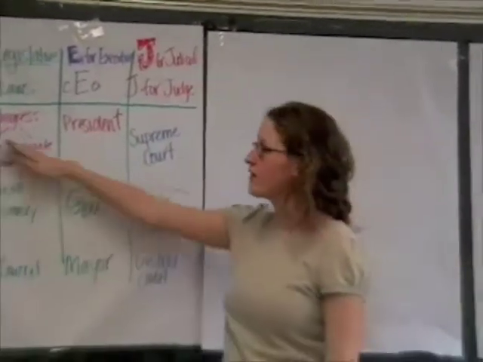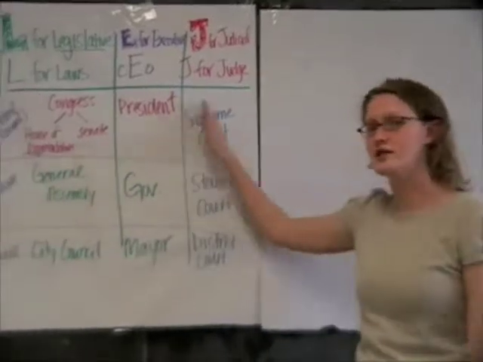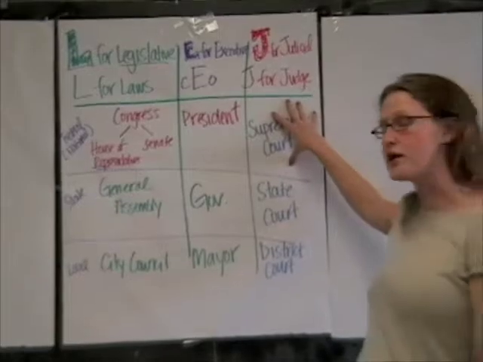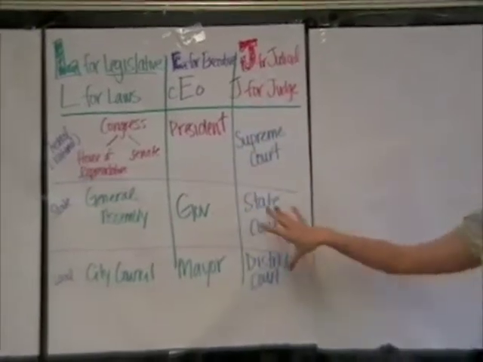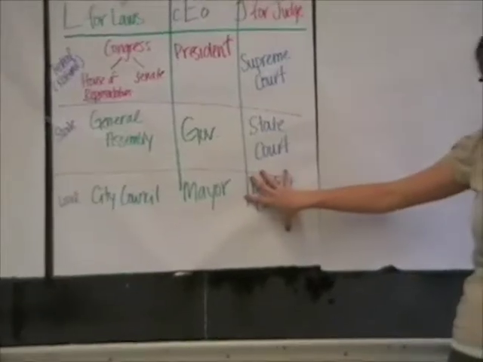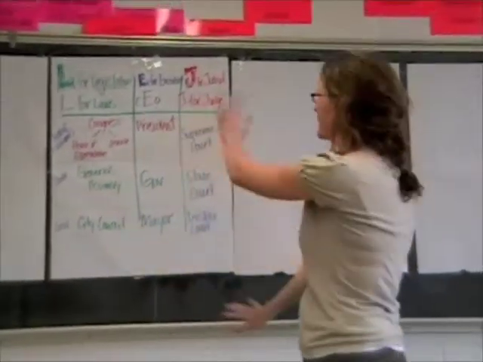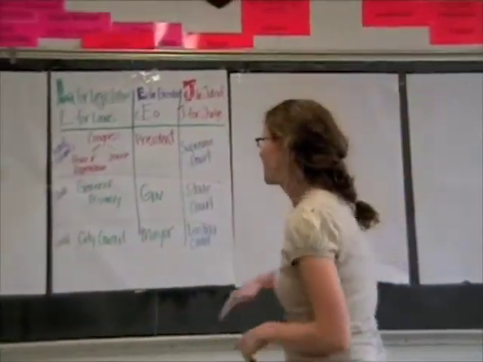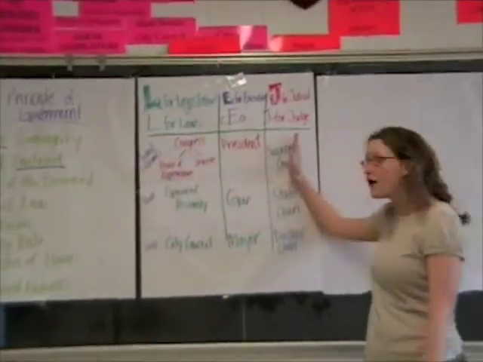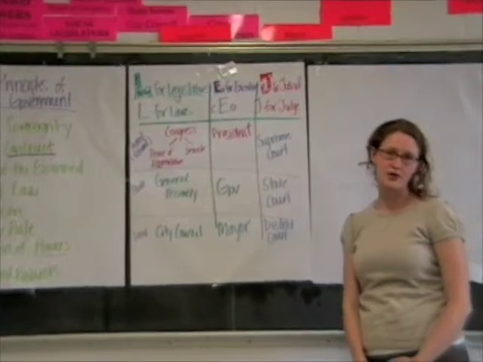And again, there are 3 different levels, and we see courts in those 3 different levels. So at the federal level, we have the Supreme Court. At the state level, we have state courts, and at the local level, we have district courts. So again, looking at all of this, you can see federalism in action with the different levels and the separation of powers between the 3 different branches.